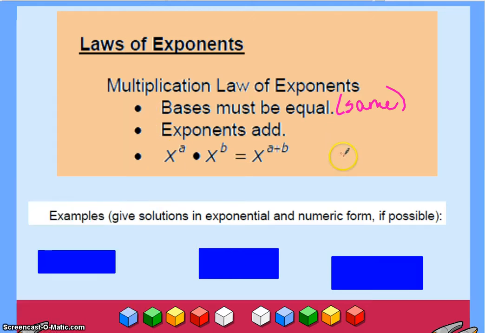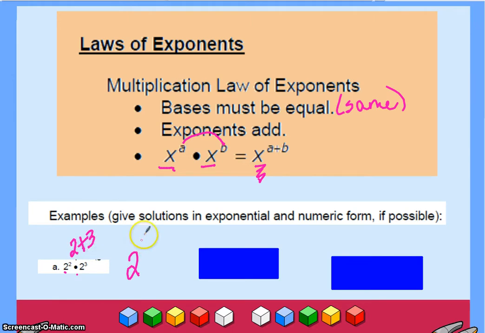And you will simply add the exponents. So your base for both of these is x, it stays x, and then you add your exponents, so a plus b. So if you had 2 squared times 2 to the 3rd, remember your base is what's holding the exponents. Is it the same? Yes, your base is 2 in both of those. And then you're going to add your exponents. So you're going to say 2 plus 3 is 5, and your answer is 2 to the 5th.